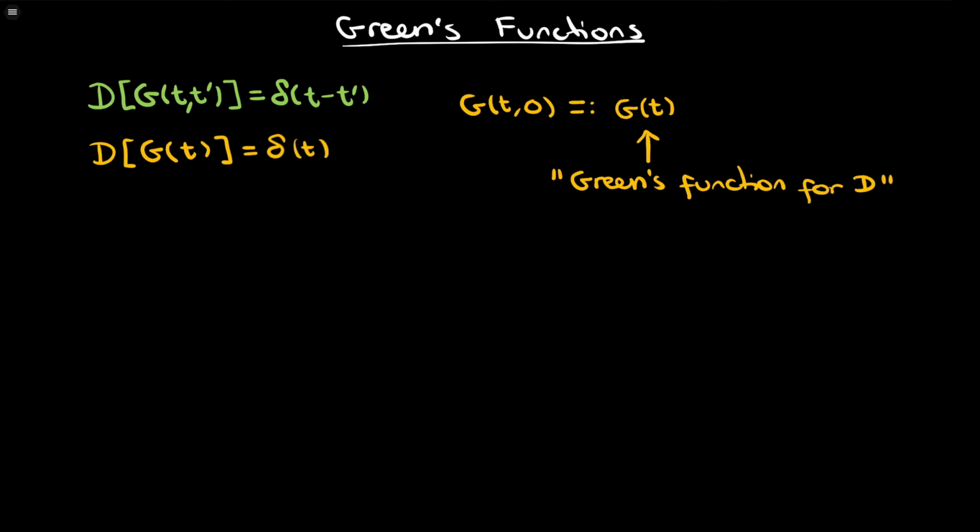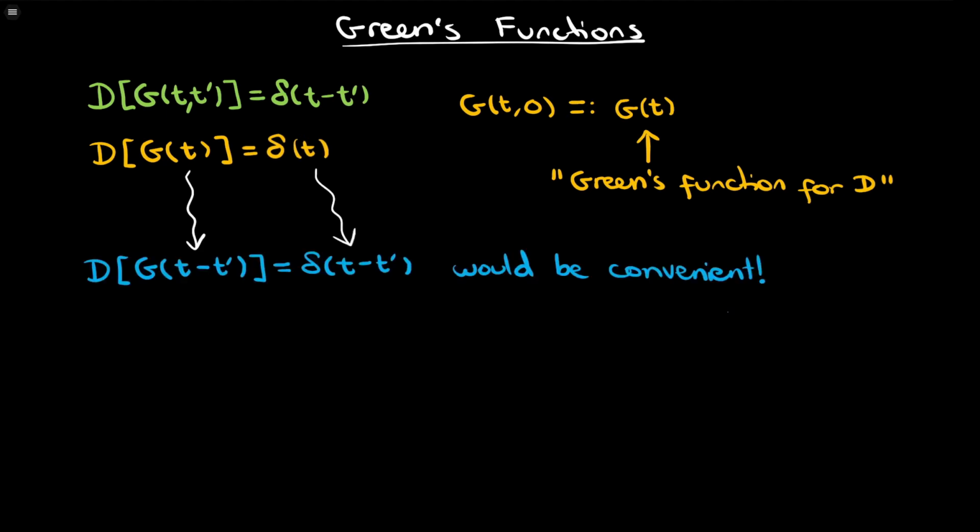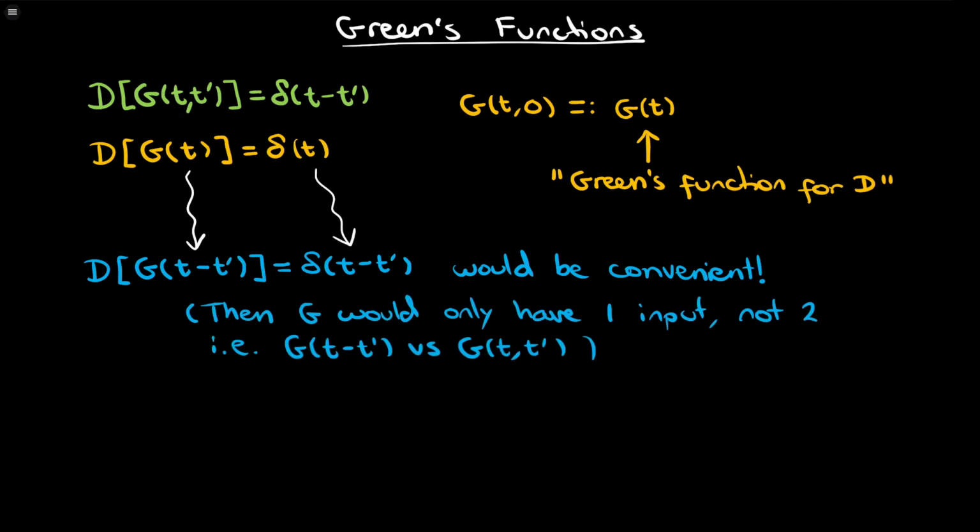The reason we omitted the t prime is because we guessed that the universe should not care when we apply the impulse. In other words, it may be the case that D acting on g of t minus t prime equals delta of t minus t prime. That would be very convenient, because then g would only need to have one input, not two. So when is this the case? What constraints must we have on D for this dream condition to hold?